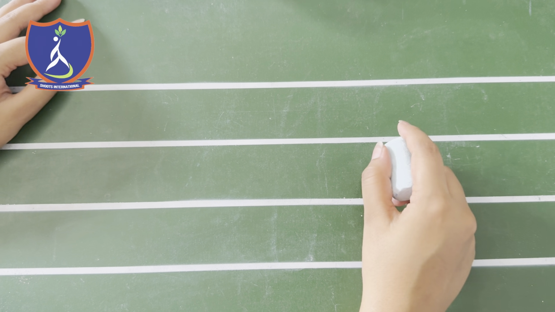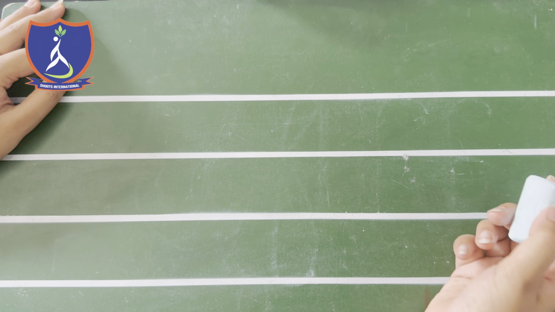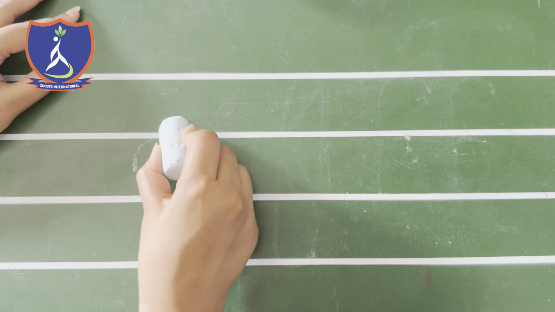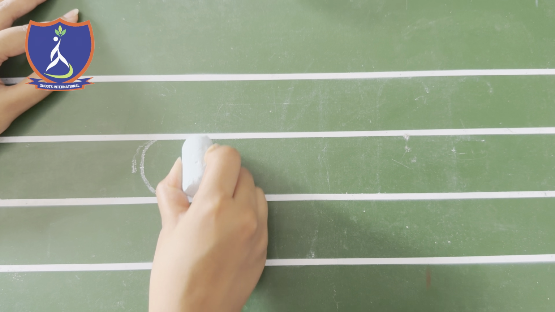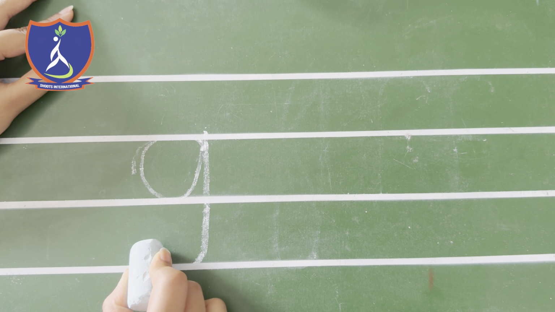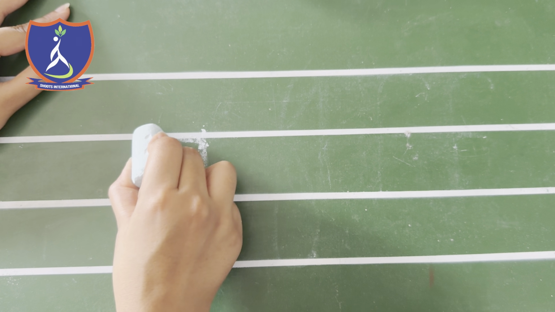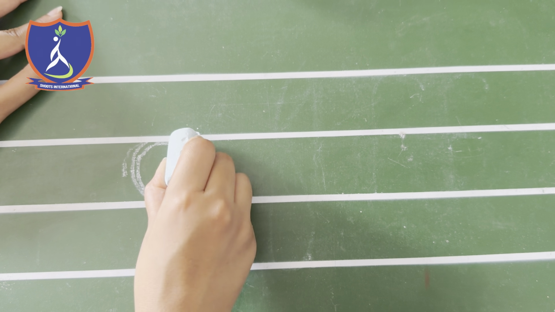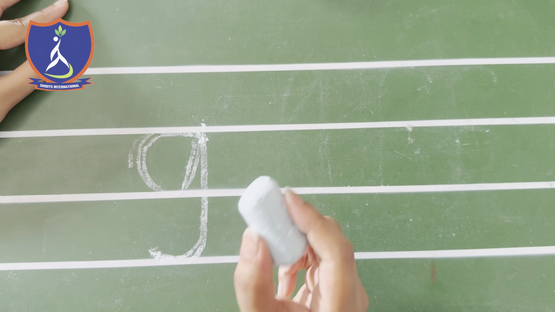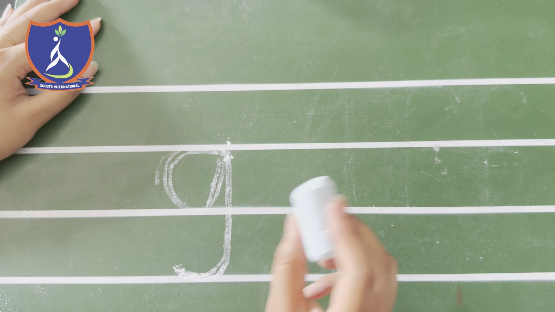After letter F, the next letter is G. For G, you will make a curve, then go up, down, and around. See again, you make a curve, go up, down, and around. Do not pick your pencil while writing. Never ever pick your pencil before the completion of the letter.